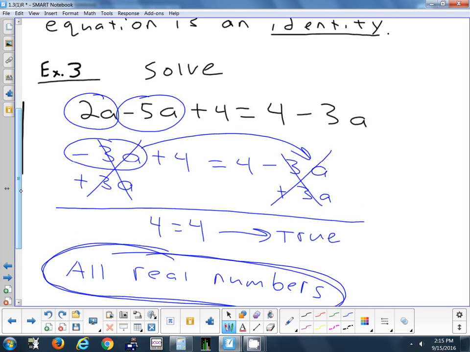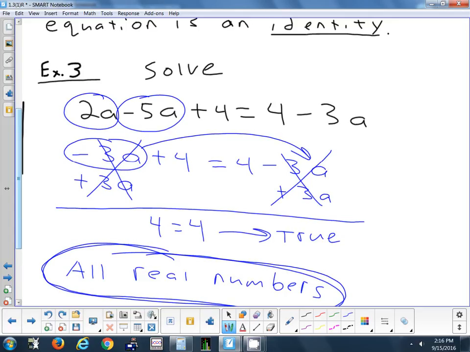In fact, I don't care how hard you try, you will never find a number that doesn't work. Fractions, decimals, positives, negatives, you never will. It's impossible. Right, so any question on that special case? All the letters disappeared. We've got a statement that was true. Your answer is all real numbers.